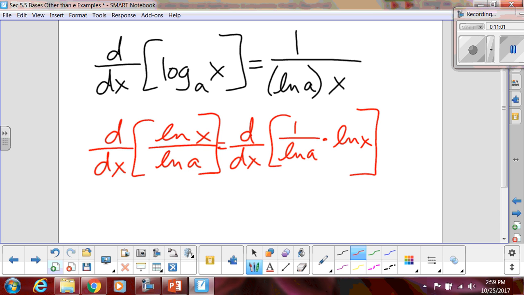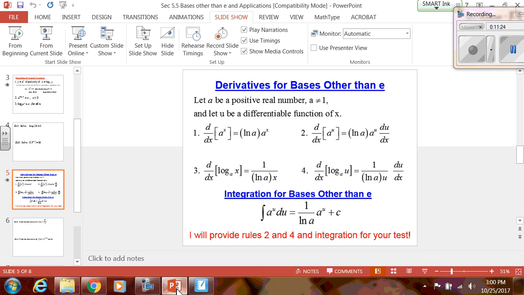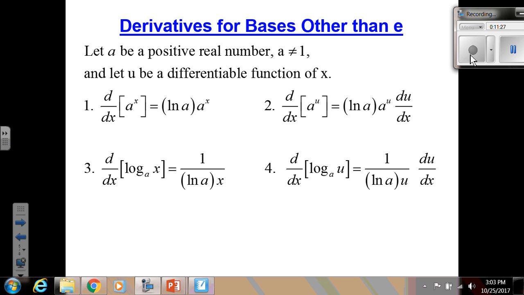So if I'm taking the derivative of that, really the only part that has the variable is a natural log of x. So the derivative of natural log of x is 1 over x. This is simply a constant. Okay, so this is 1 over ln of a. So that's how we're getting our derivative of 1 over ln of a times 1 over x. All right, and then the same applies to, so getting back to our PowerPoint, that's where we're getting all of these rules for the derivatives of bases other than e.